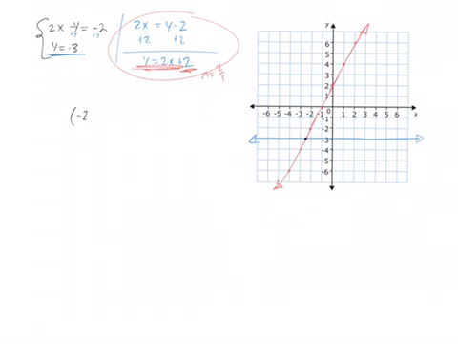I'm going to say -2.5, comma, -3. Again, we can check these by saying 2 times x, which is -2.5, minus y, which is -3. Is that equal to -2? Well, that would be -5 plus 3. Is that equal to negative 2? Yeah, negative 2 is equal to negative 2. So that one checks out.